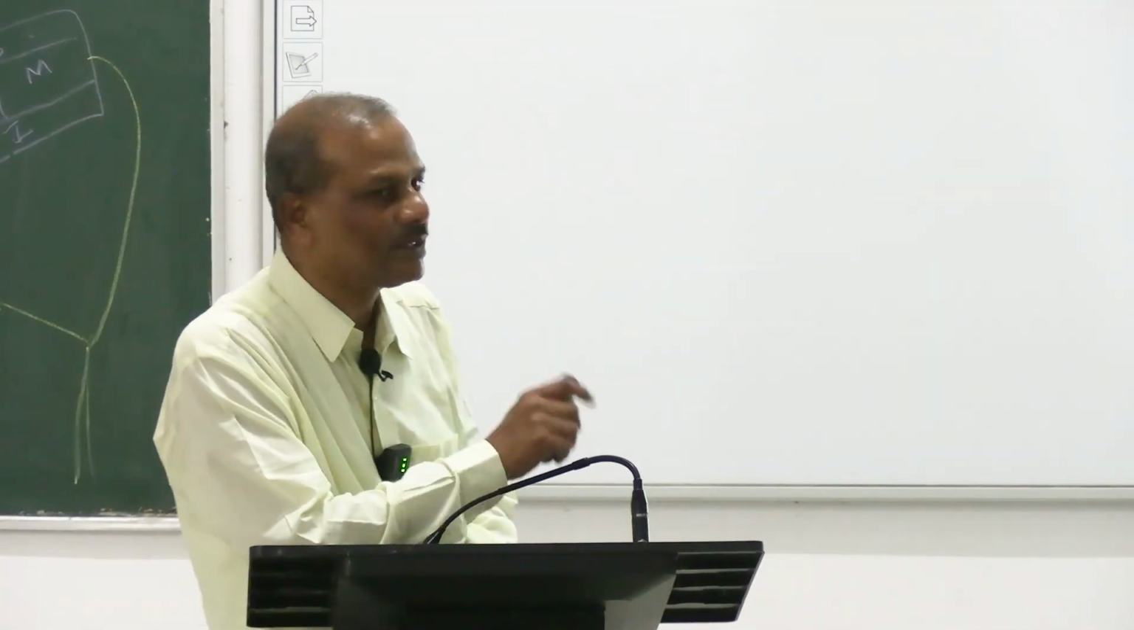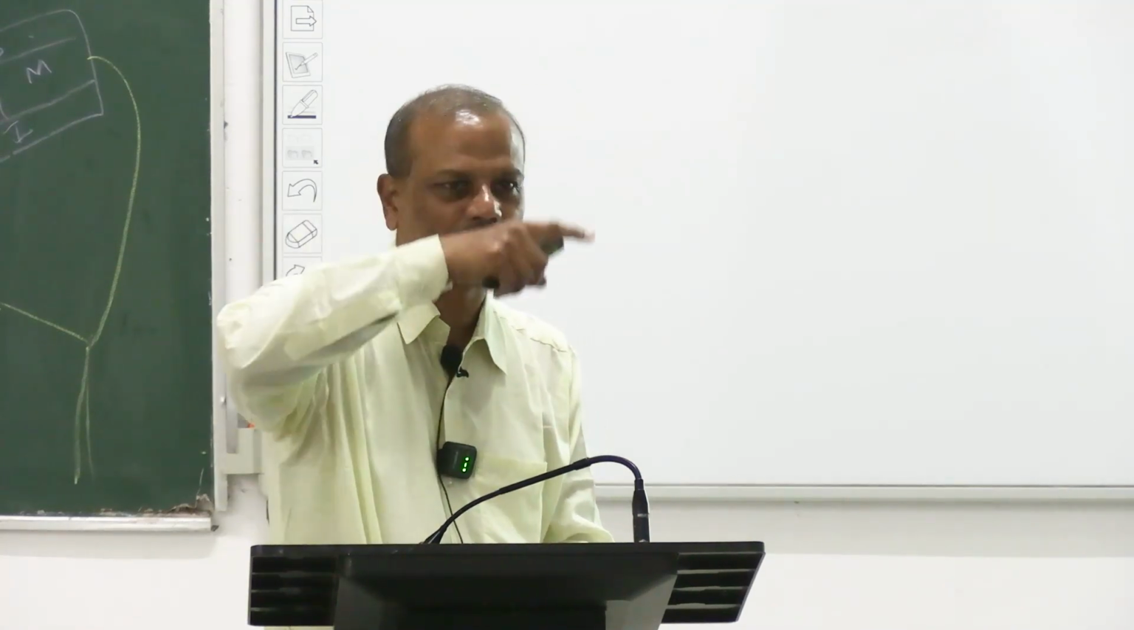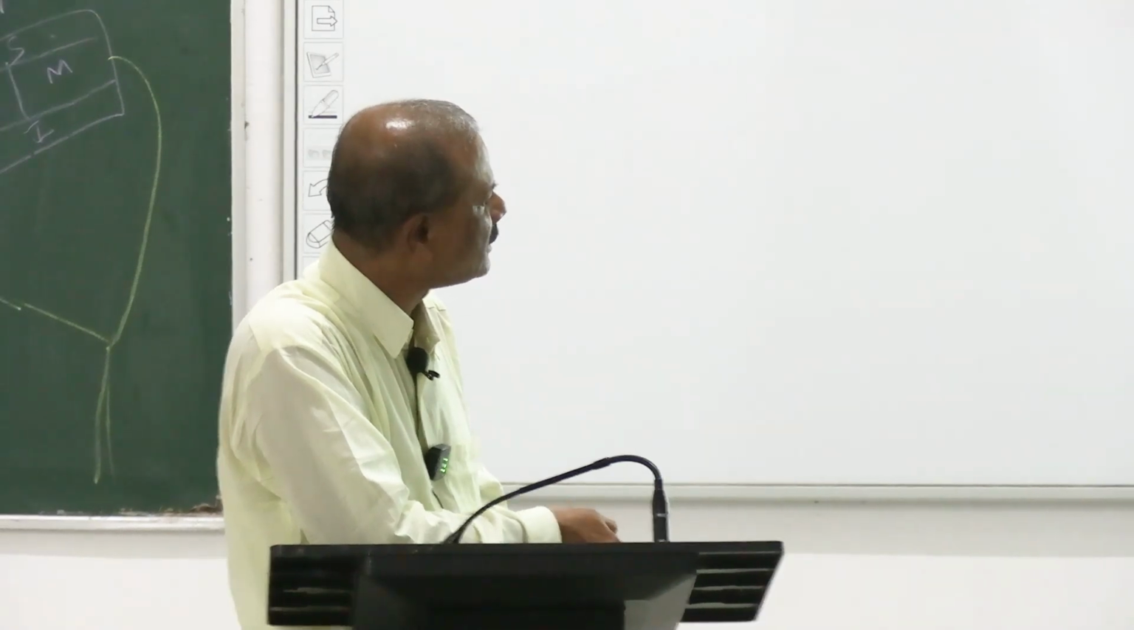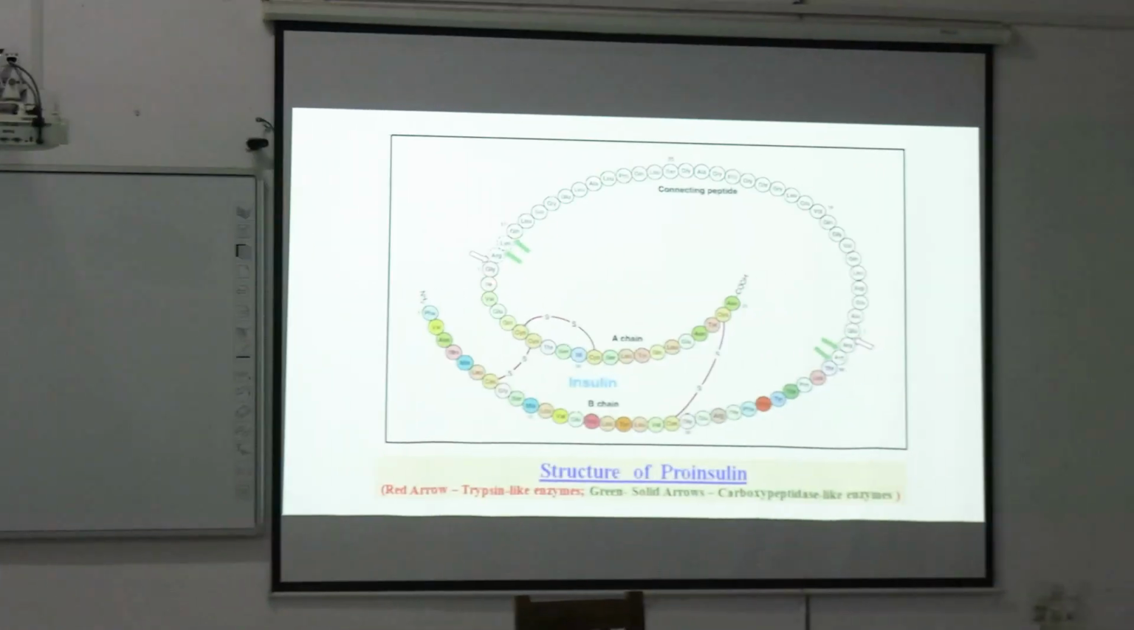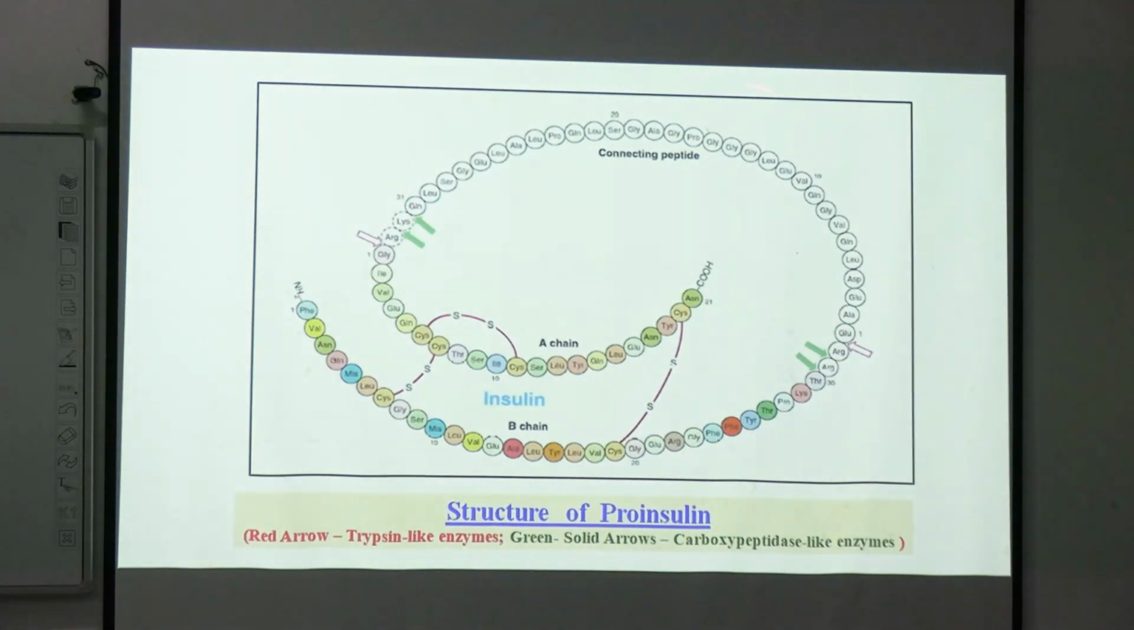See, insulin is secreted as a single peptide, as I told you. Now, this single peptide is folding on itself within the endoplasmic reticulum. Because of the folding, this chain is formed. You see, there is a connecting peptide. And this connecting peptide is released by the trypsin-like enzymes, which are shown in red, and at both the ends we have carboxypeptidases. So it will release basically the connecting peptide, and finally the A chain and B chain will be produced.